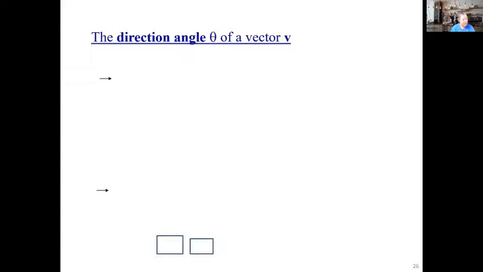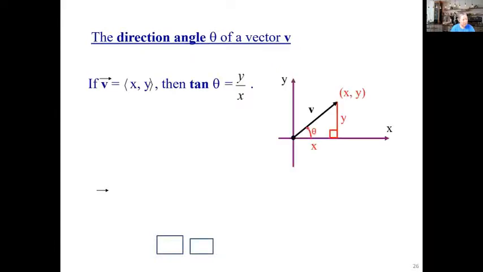Then the direction angle theta of the vector can be depicted in more detail this way. Usually you are given the component form of a vector. As you can see in this example, vector v is given in component form. How do we know that's a component form? As you see, there is an angle bracket, x is the horizontal component, and y is the vertical component, right?